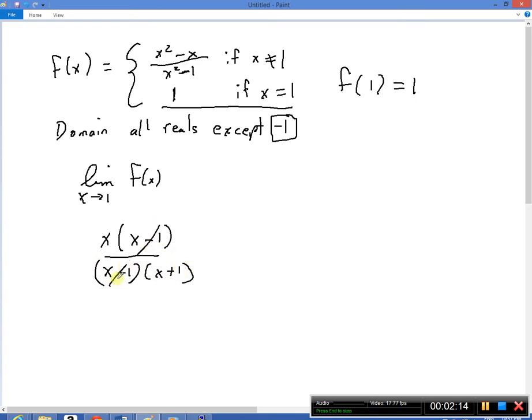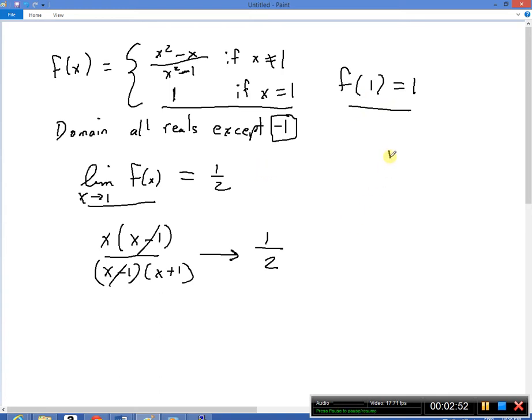So you can see that those guys are going to cancel, and this thing, as x gets close to 1, gets close to 1 over 1 plus 1. So the limit of this function is 1/2, but the value of the function is 1. So the limit and the y value disagree, and so this function is discontinuous. To have continuity, the limit of the function at the point must equal the value of the function at the point. Since this doesn't happen, this function is discontinuous.